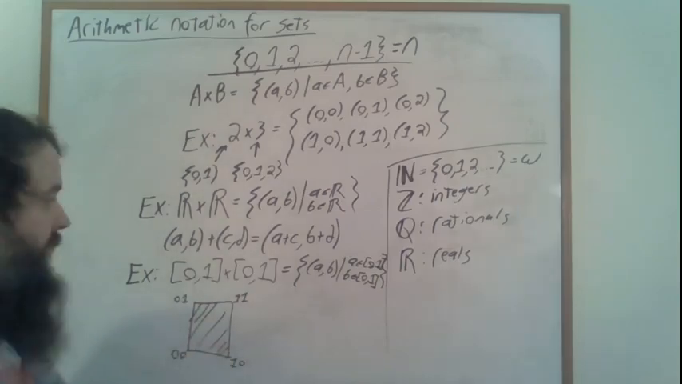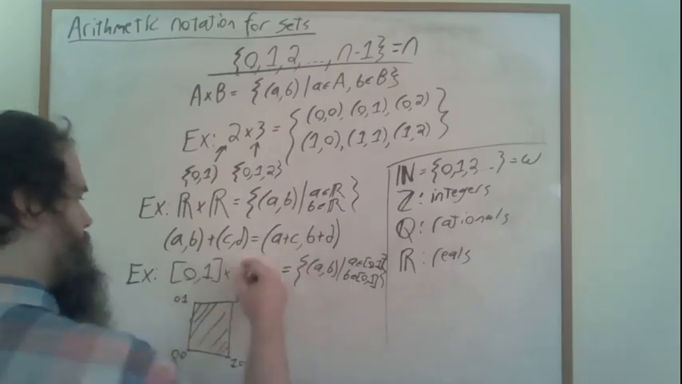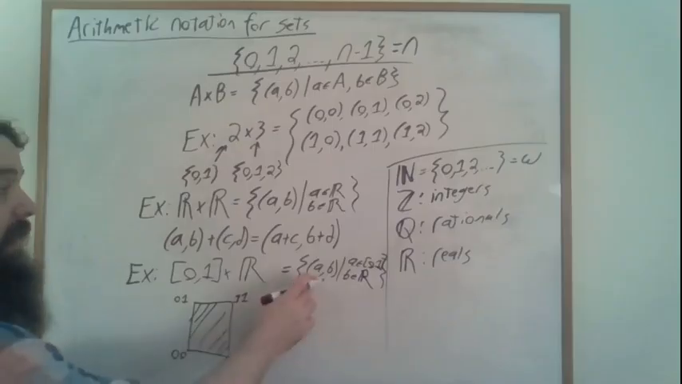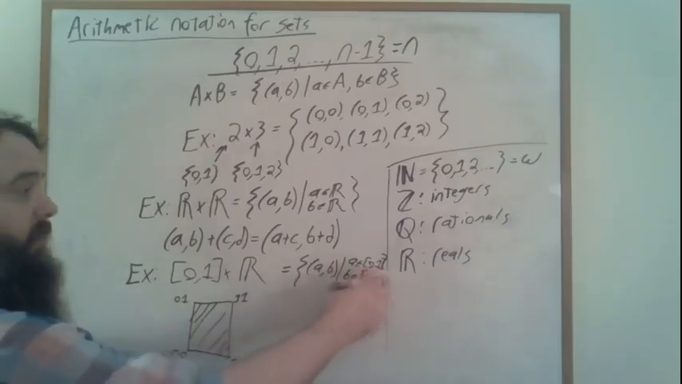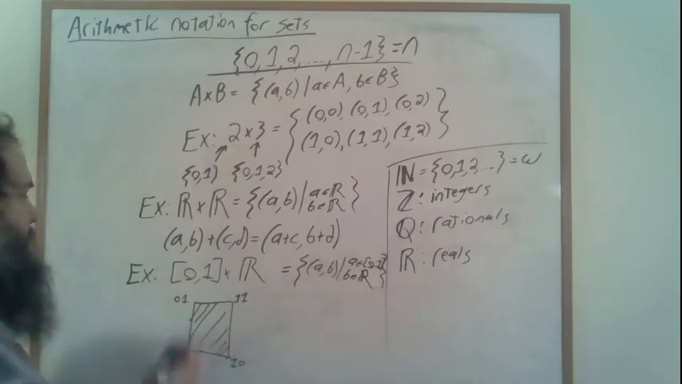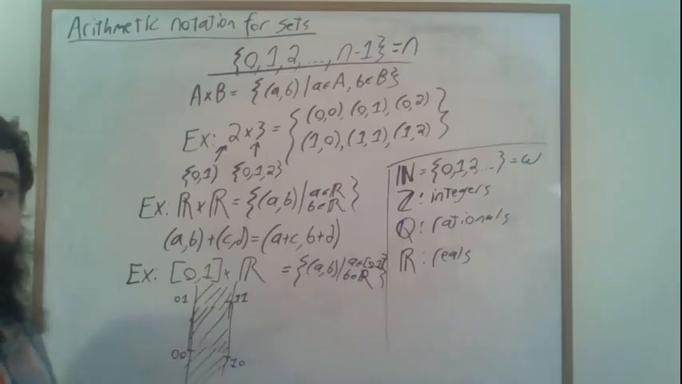And of course we can change this up. For instance, if we wanted to replace this here by the real numbers, we're looking at the set of all pairs where the x-coordinate is still between 0 and 1 inclusive, but the y-coordinate is just any real number. And that's going to look like this infinite vertical strip here.